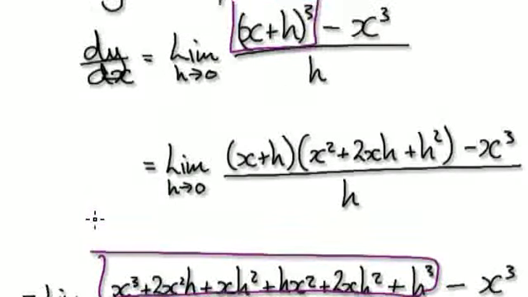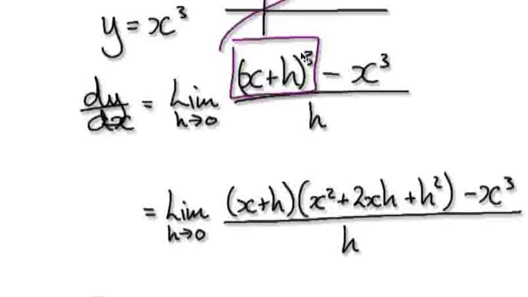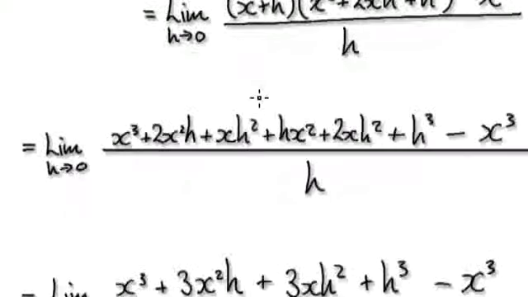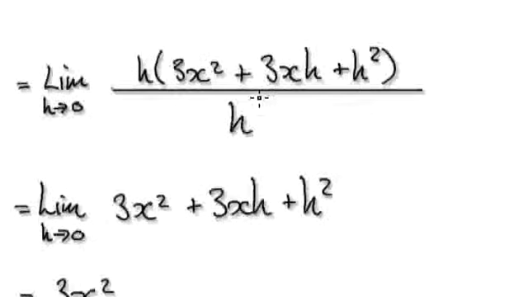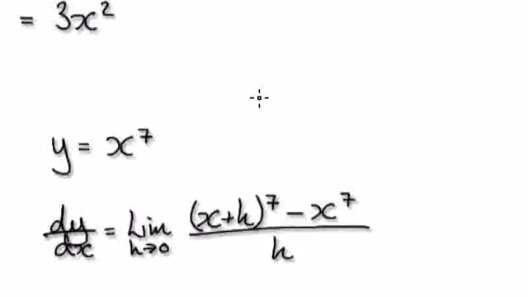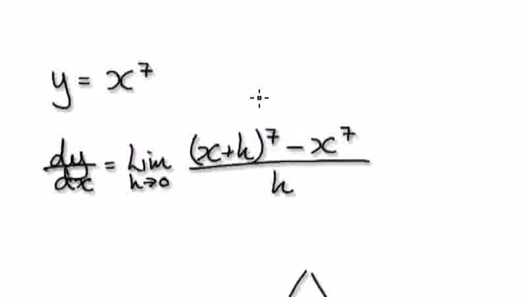You see, when it comes to multiplying out to the power of something, imagine if you had to do to the power of 7, that would be a lot of work. So we would need to use what's called the binomial theorem. We would need to know the binomial theorem. That would then help us, and that would speed up the process.